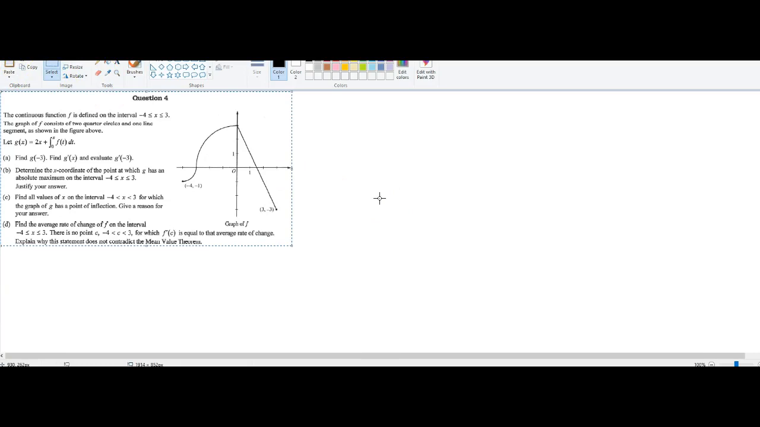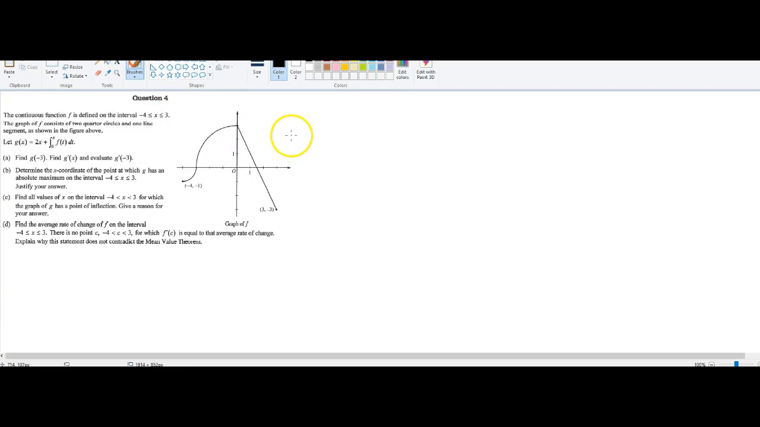All right, so now it says here that we've got part C: find all values of x from -4 to 3 for which the graph of g has a point of inflection. Give the reason for your answer. Points of inflection is when your second derivative.